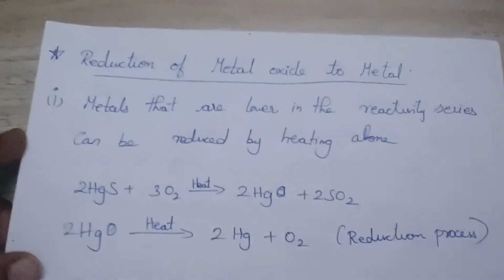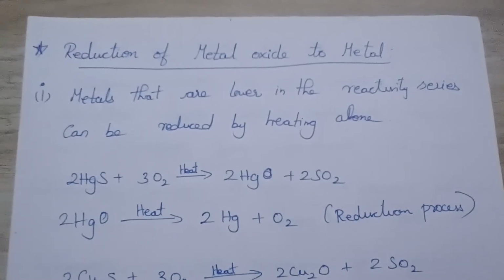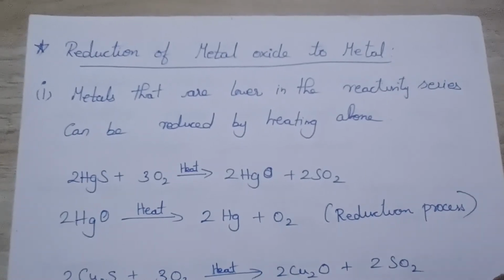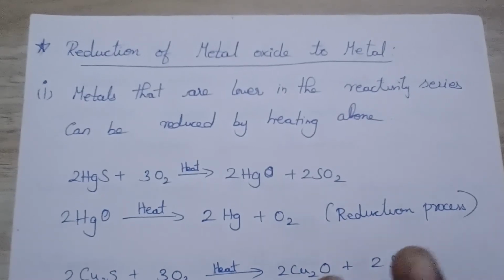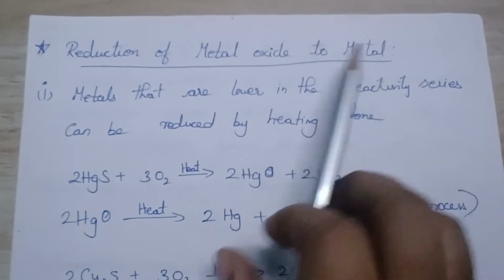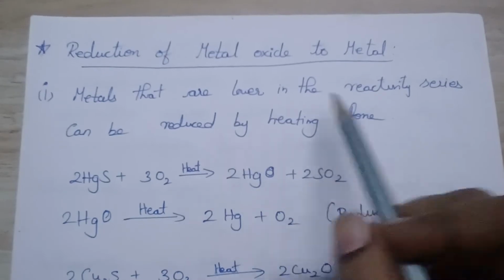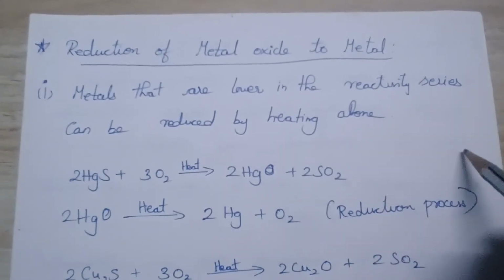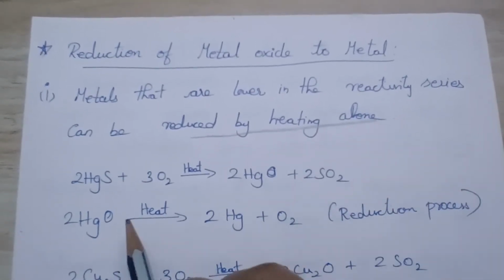So we have converted the ores into metal oxide. Then how will you reduce it to metal? If it is of low reactivity, if it is low in the reactivity series, it can be simply heated. By heating alone, we can reduce it to metal. Next is the reduction of metal oxide to metals. Metals that are lower in the reactivity series, that is, metals present at the bottom of the reactivity series, can be reduced by heating alone.